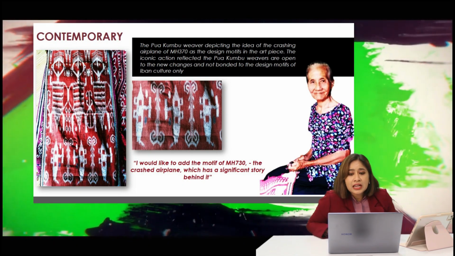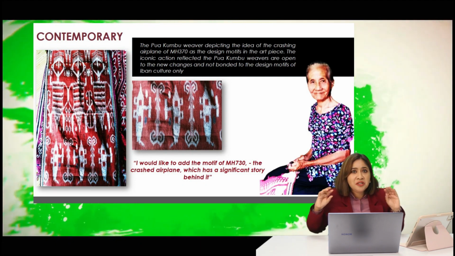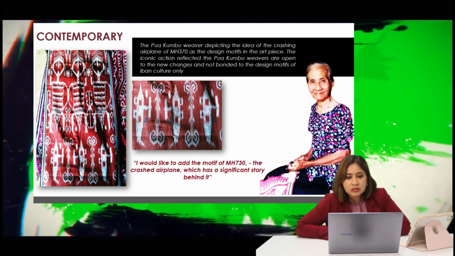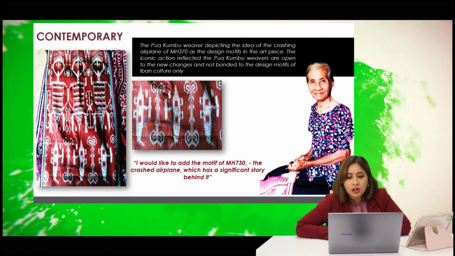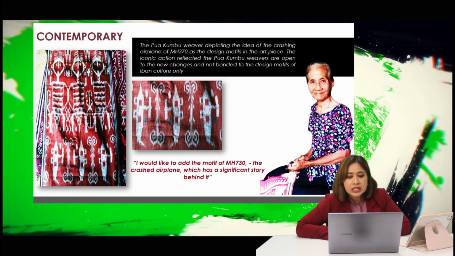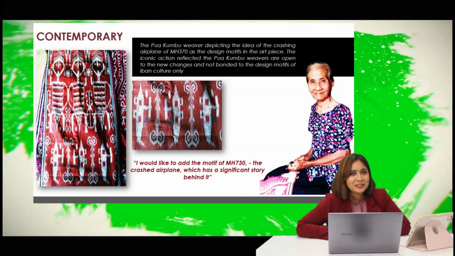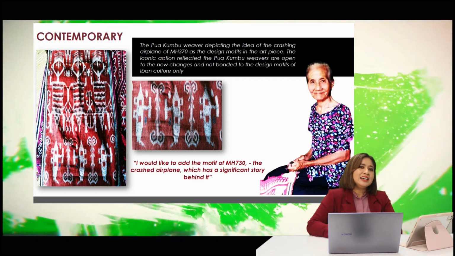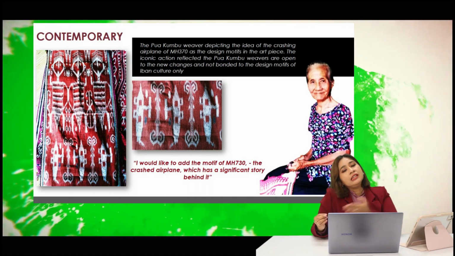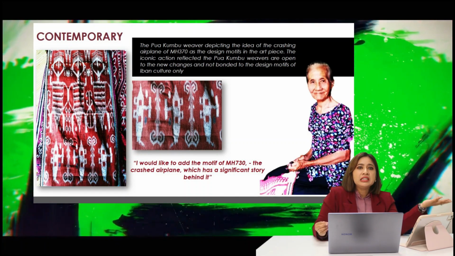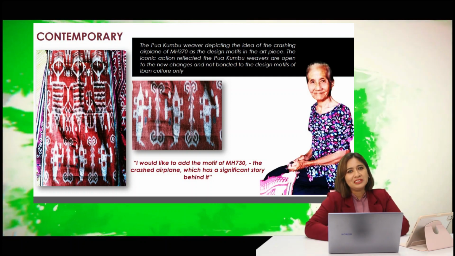textile. So the iconic action reflects that Pua Kumbu weavers are open to new changes and not bound to the design motifs of Iban culture only. Regardless of upholding the Iban cultural values in the art piece, the need to add and modify some elements is negotiable. Like this one, a new thing, right? So the idea can be about anything, like the ones I mentioned before. The surroundings, the news, their experience, the weavers can arrange creatively in the Pua Kumbu textile.